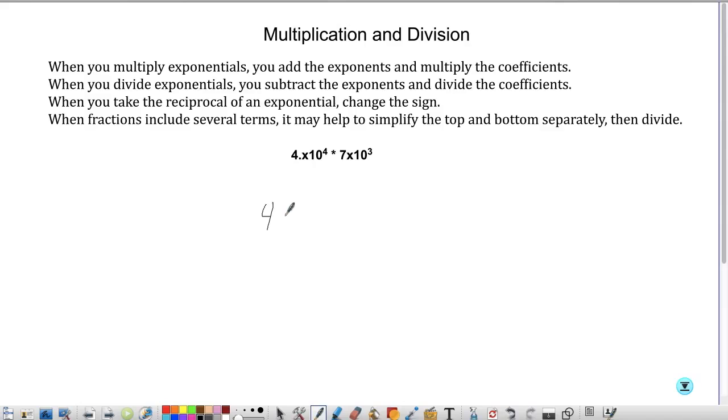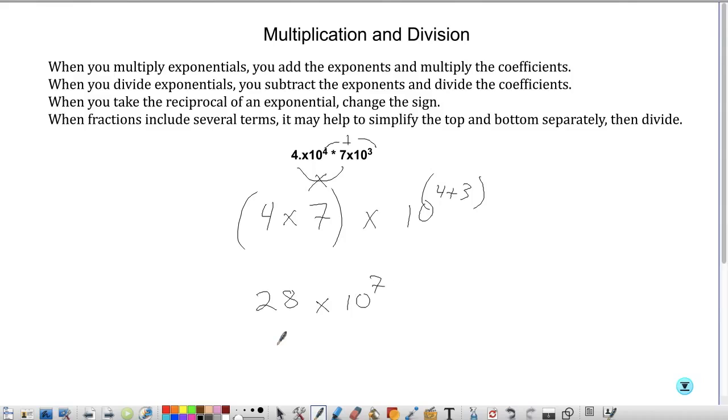So here I have 4 times 10 to the 4th times 7 times 10 to the 3. I'm going to multiply the coefficients, 4 times 7, and I'm going to add the exponents, so times 10 to the 4 plus 3. So I'm adding the powers, and I'm multiplying the coefficients. Now 4 times 7 is 28. So 28 times 10 to the 4 plus 3, which is 7.